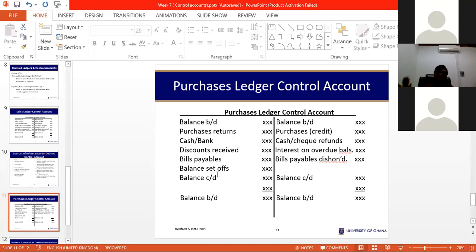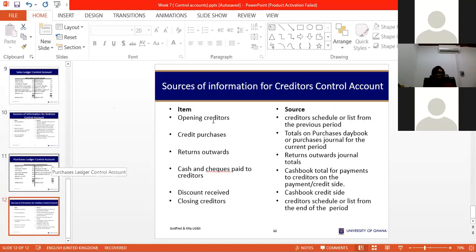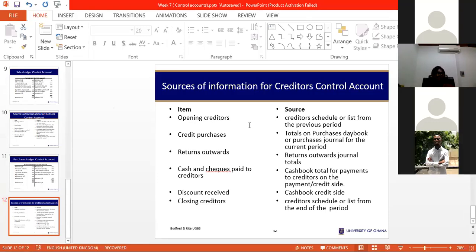Why? Because of the fact that one person is both a creditor and a debtor. In a similar vein, where do we pick information for the purchases ledger control account? The opening balances would also be picked either from the creditors' ledger or from the list of previous period balances brought down or carried down, which you would always find as CD or BD.